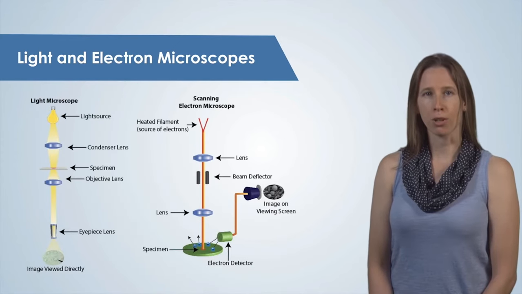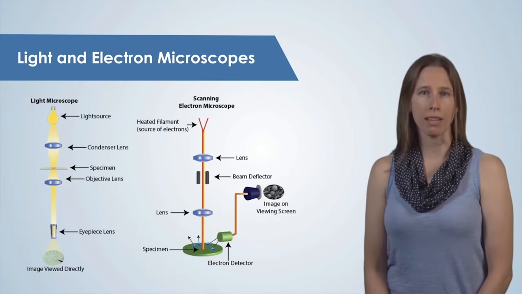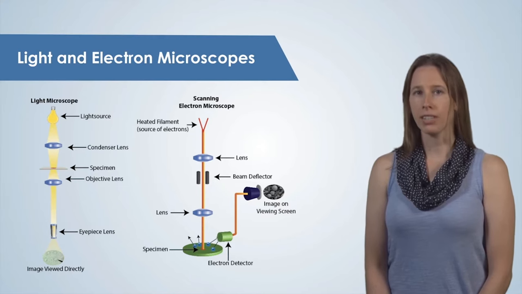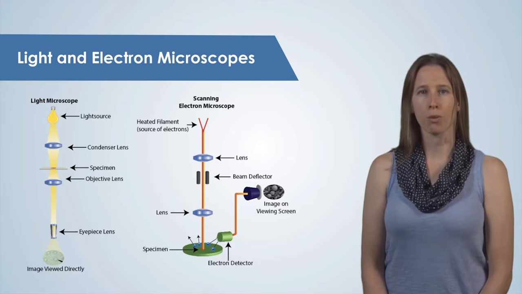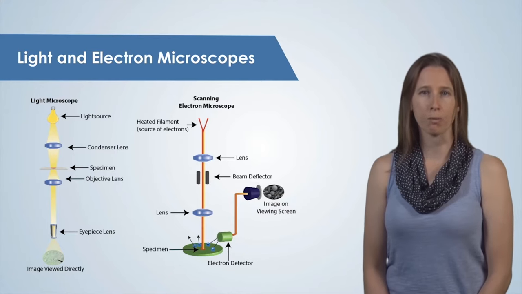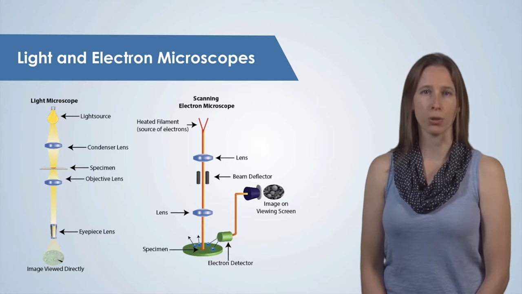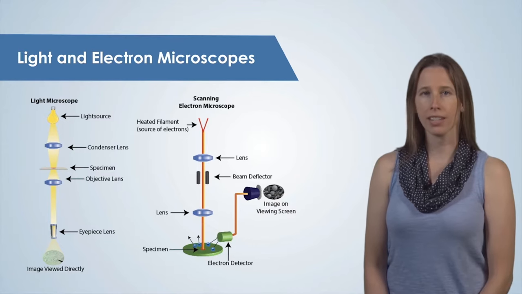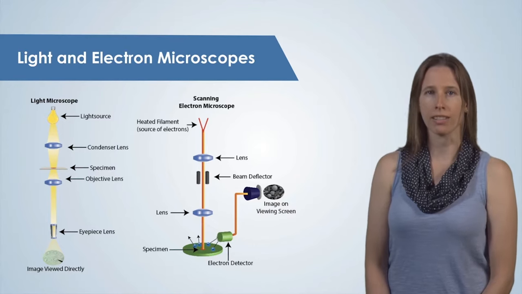An electron microscope has many of the same components as a light microscope. Instead of a light source, the electron microscope uses an electron gun to produce electrons. Electromagnetic lenses are used to focus the electrons, and the detector is sensitive to electrons instead of visible light.